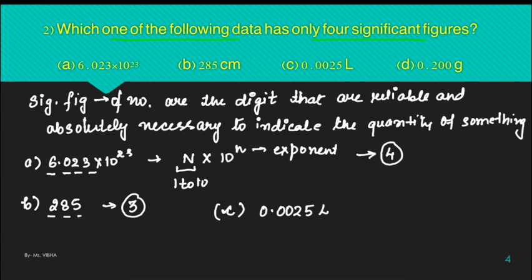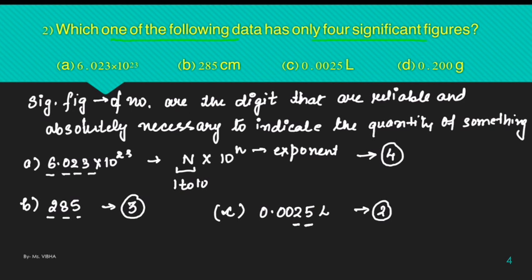C part is 0.0025 liters. In this we have 2 significant figures. Why do we have two significant figures? All the zeros before the first non-zero number. फर्स्ट नॉन जीरो नंबर इज 2, उससे पहले जितने भी जीरो आ रहे हैं उसको हम कंसिडर नहीं करते सिग्निफिकेंट फिगर्स के अंदर.